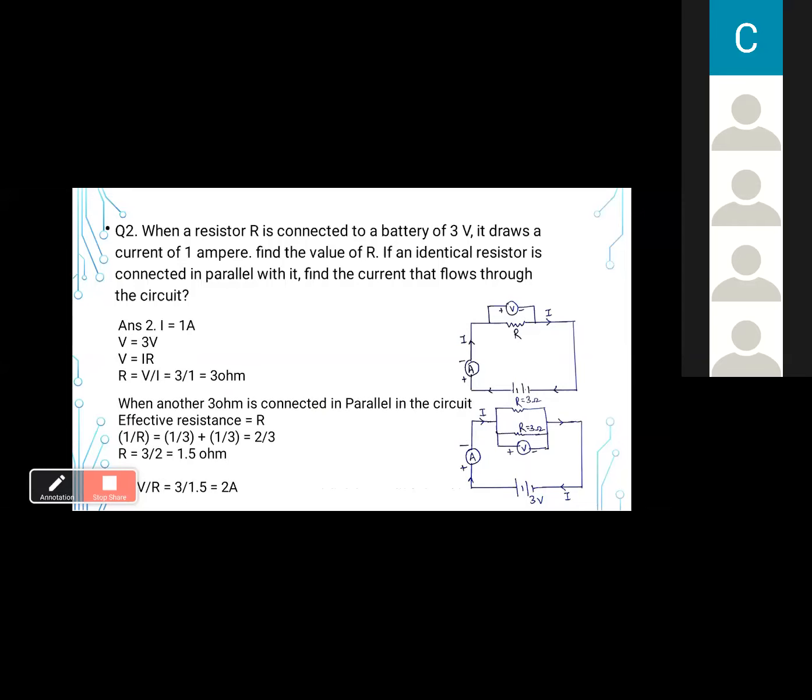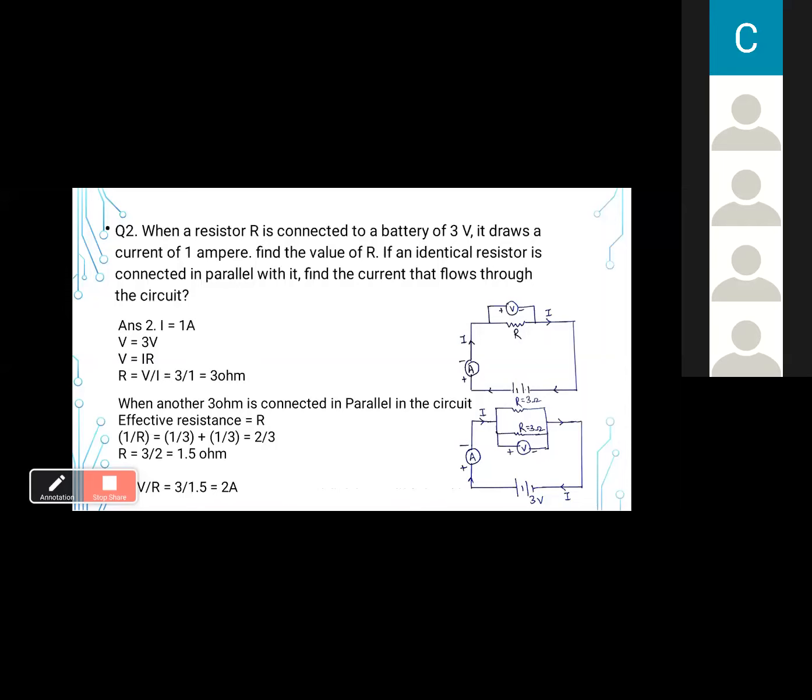Now what will be the total resistance here? I'll apply the parallel combination. 1 by R equals 1 by 3 plus 1 by 3, which comes out to be 2 by 3. I reciprocate again, R will be 3 by 2, that comes out to 1.5 ohms. Now the total resistance of the circuit is 1.5 ohms. Now current will be how much? V by R, 3 by 1.5 comes out to be 2 amperes. Clear?